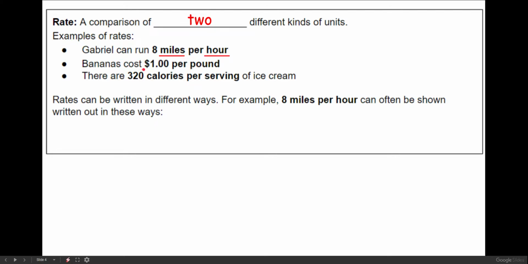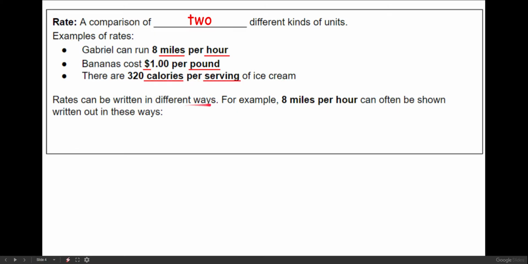So this is a rate because you're comparing 2 different units. Bananas cost $1 per pound. Well, what are the 2 things being compared? Well, the cost per pound. And let's look at another one. There are 320 calories per serving, and those are the 2 units we are comparing. How many calories versus how many servings of ice cream.